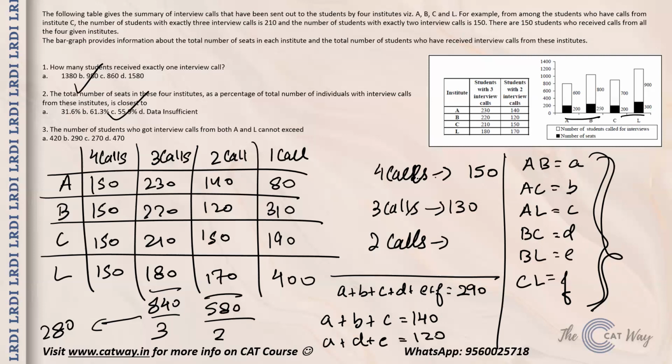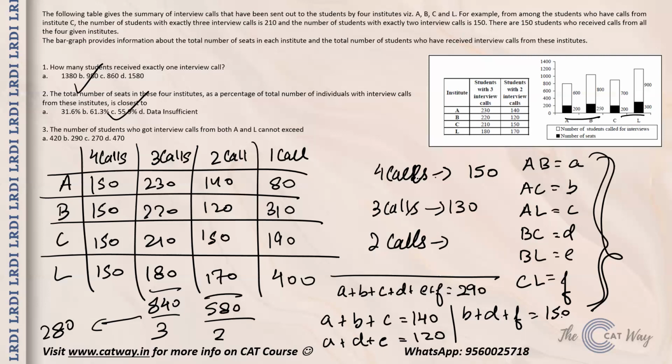Why? There are 120 people who have been called in B and who have got calls from other colleges as well. People who got calls from B and A will be A, people who got calls from B and C will be D, and people who got calls from B and L will be E. So A plus D plus E, all these people together are 120, right? Now we have two more equations from C. People from C have gone to A, that is B, the AC combo. Then you have the BC combo, that is D, and you have the CL combo, that is F. So this value is 150.